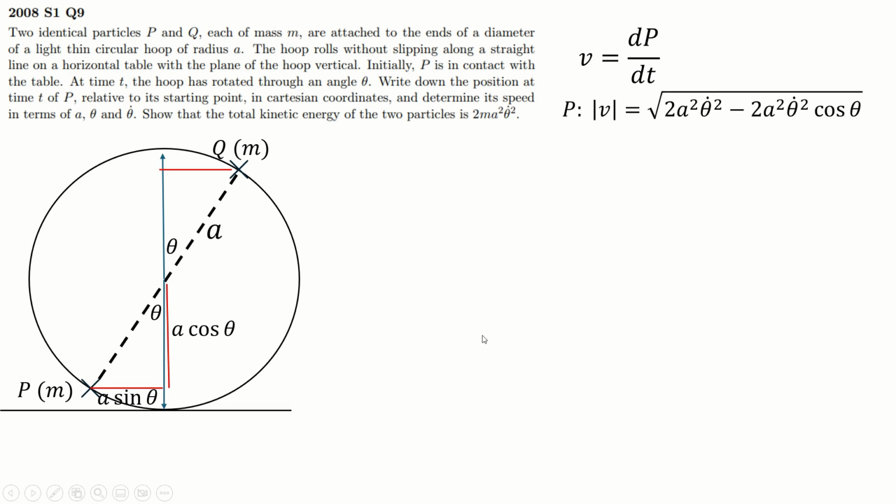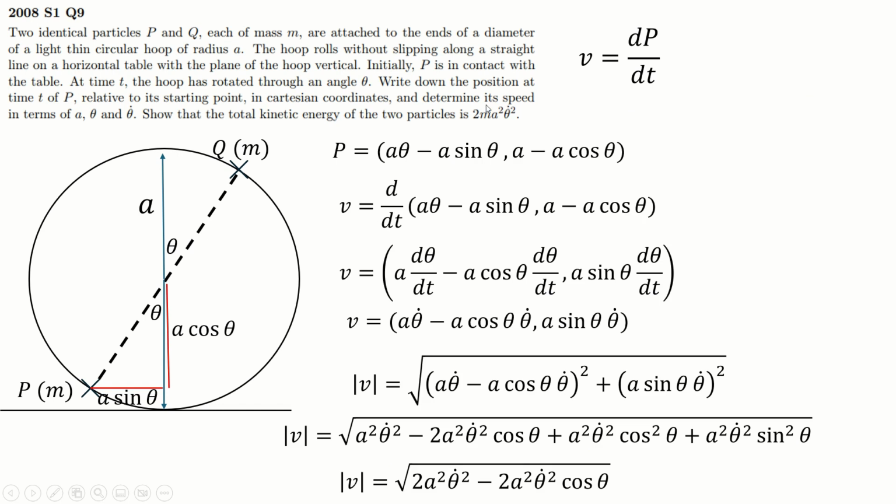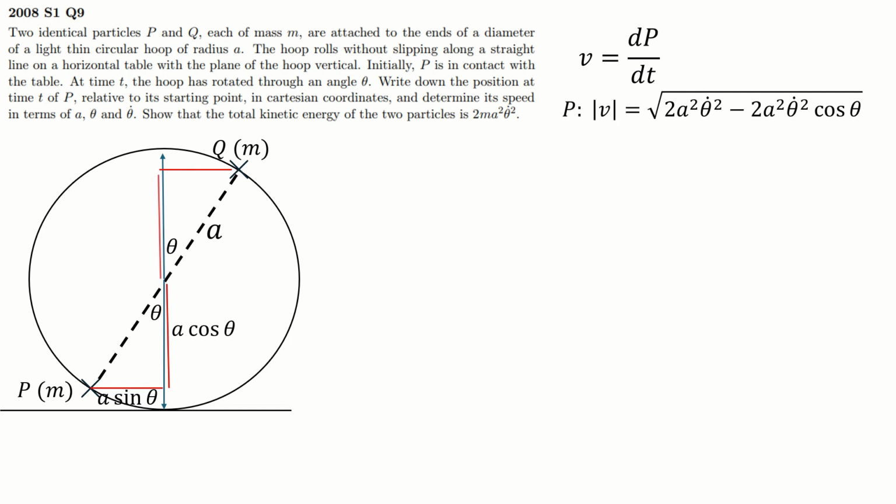Yeah, I just did. Okay. And now the next thing says determine its speed, show that the total kinetic energy. Now, kinetic energy is a half mv squared. So all I need to do is do v squared as just this. But I need to find that for both P and for Q, right? So I just decided to do the entire thing again with respect to Q.